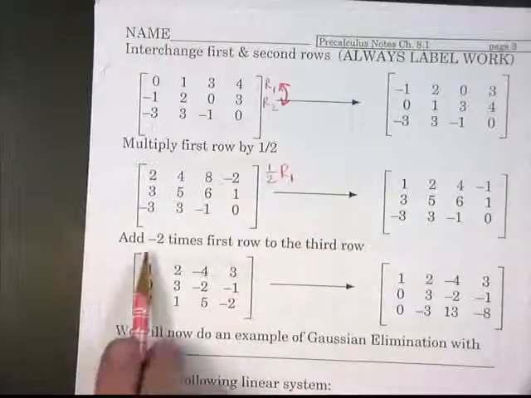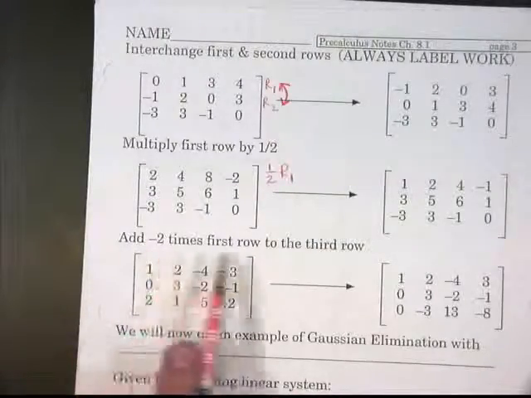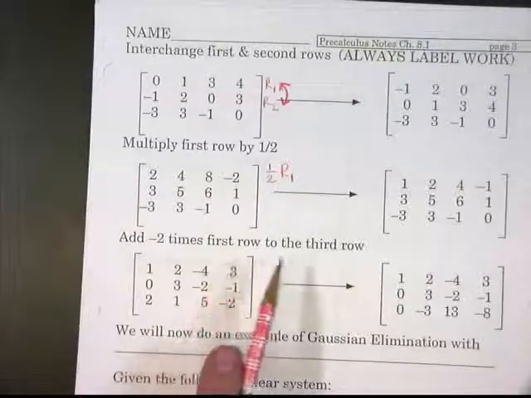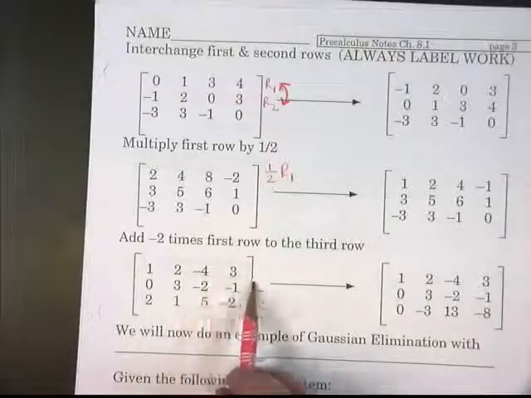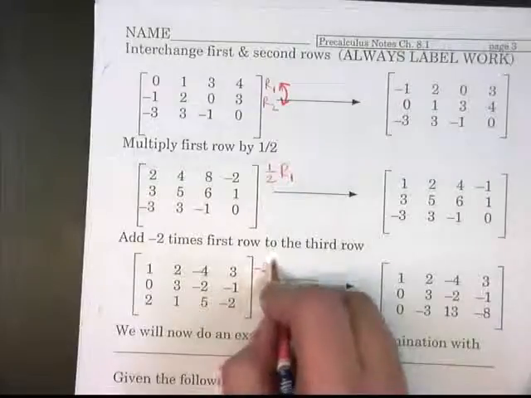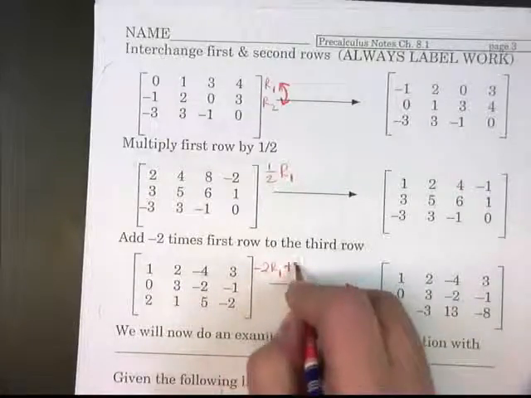You must write the rule. All right, on this next one, it says add -2 times the first row to the third row. So here what we're going to do is, because we're doing it to the first row, it's -2 times the first row, added to row 3.